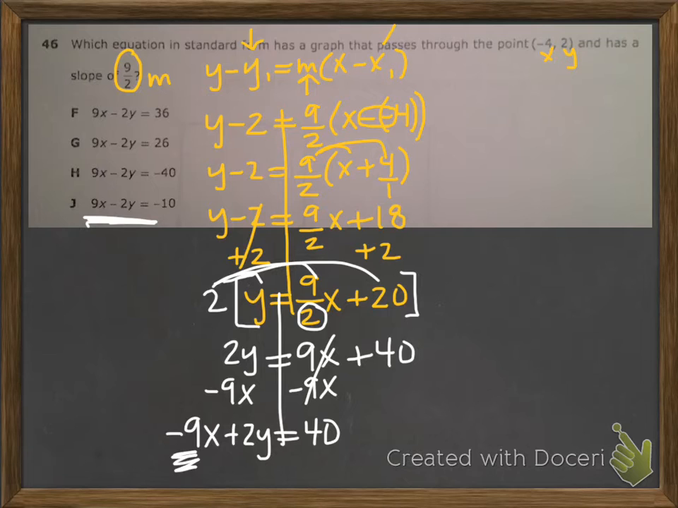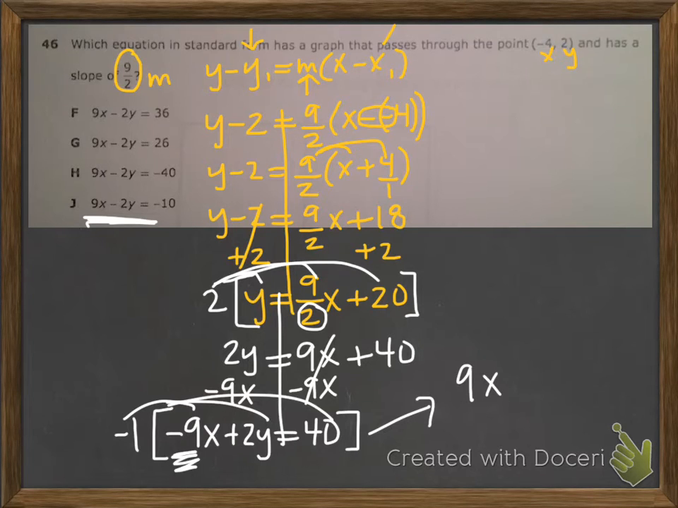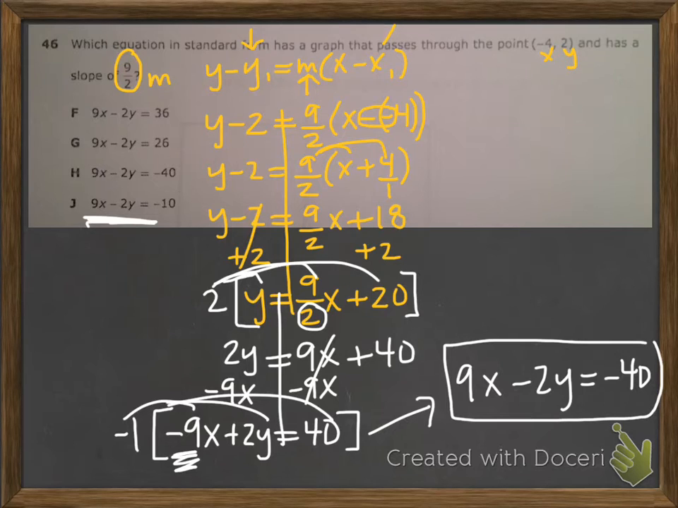In this case, it's negative, so we're going to multiply the entire equation by negative 1, and all that's going to do is just change the sign of every term. So the negative 9x will become positive 9x. The positive 2y will become negative 2y, and the positive 40 will become negative 40. So this is now in standard form. And the answer that matches that is letter H. That's it.